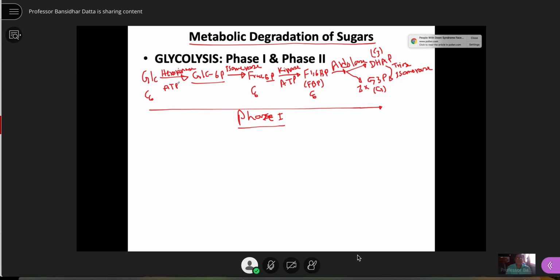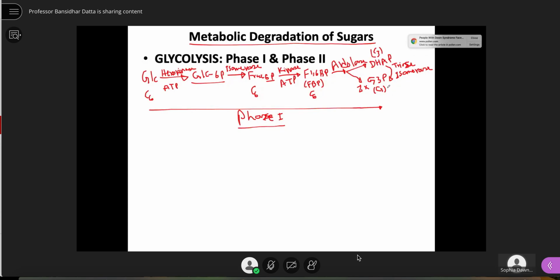So in phase 1 glycolysis, one molecule of glucose is converted to two molecules of glyceraldehyde 3-phosphate, G3P. Everyone okay? What is the enzyme that converts the DHAP to the G3P? It's triose isomerase.